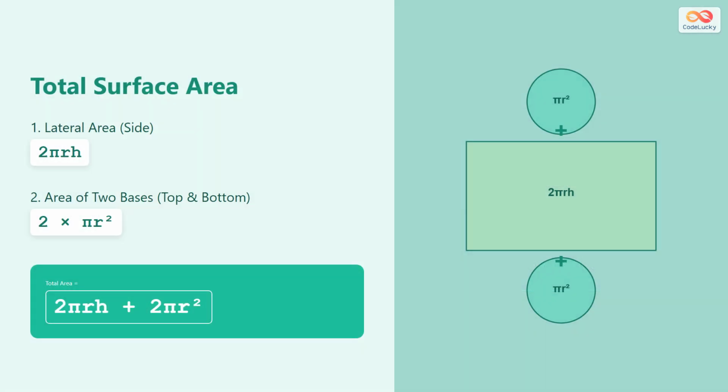For the total surface area, we simply add the area of the two circular bases to the lateral area. So, the formula becomes 2 times pi times r times h, plus 2 times pi times r squared.